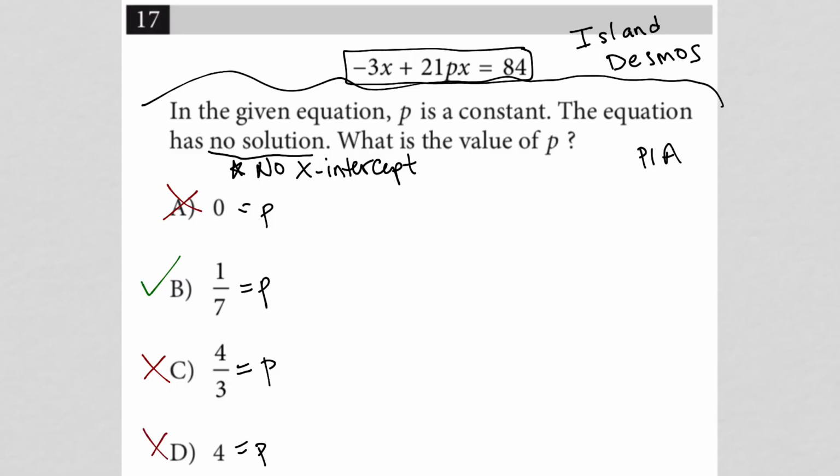I've tried all of the other options. All of the other options gave me x-intercepts, but choice B did not. So choice B is the correct answer here.